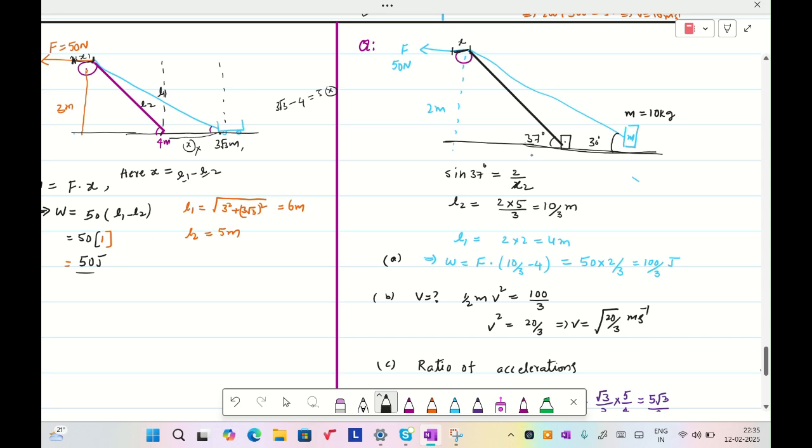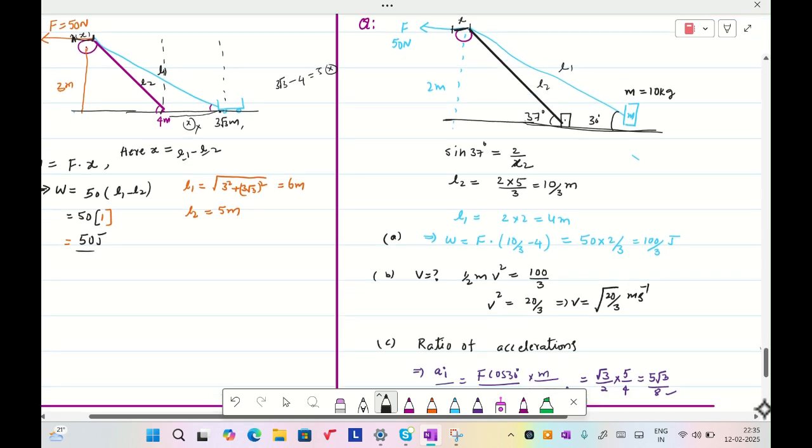Similarly here also 30° and 37° are given. The hypotenuse values L1 and L2 you will find out. So L1 minus L2 is the displacement. Substitute that and you will get the answer.